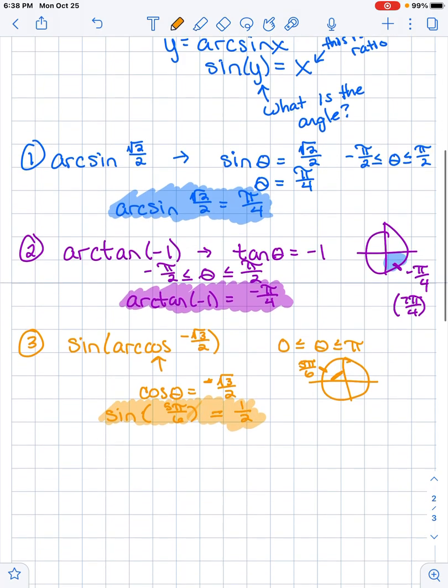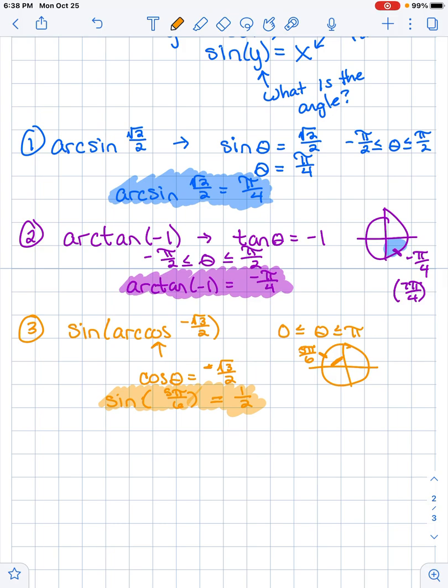Okay, one more of these and then we're going to get into something a little bit more fun. I'm thinking green this time. Please find the secant of arc sine of 1/2. Go take a minute. I want you to actually try.